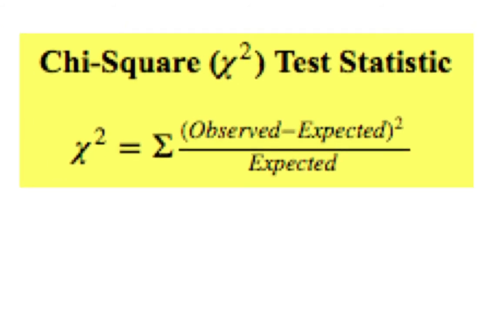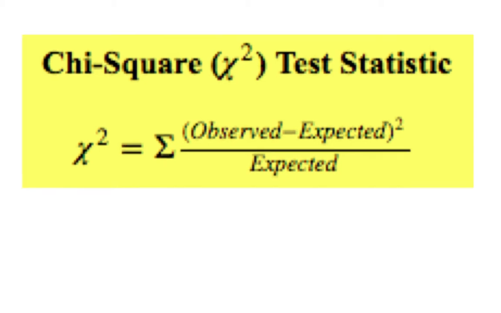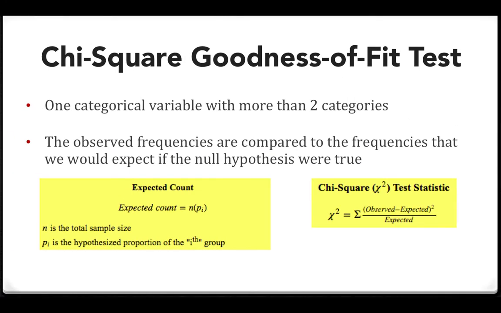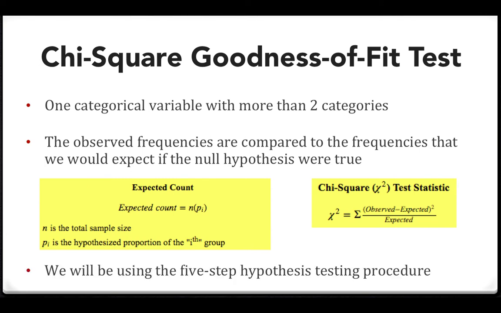Expected counts along with observed counts are then used to compute a chi-square test statistic. You'll see some examples of this in the online notes and textbook this week. Minitab Express will compute all of these values for you, but you should understand where they come from and how to interpret them. We will be using the 5-step hypothesis testing procedure to conduct these tests this week.